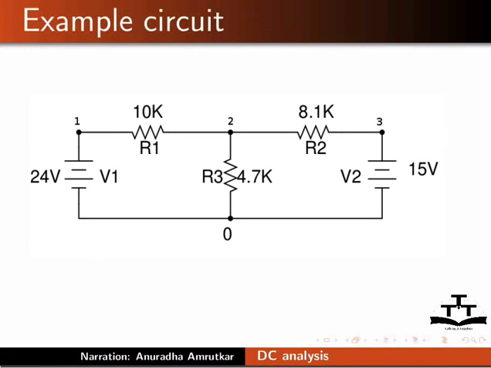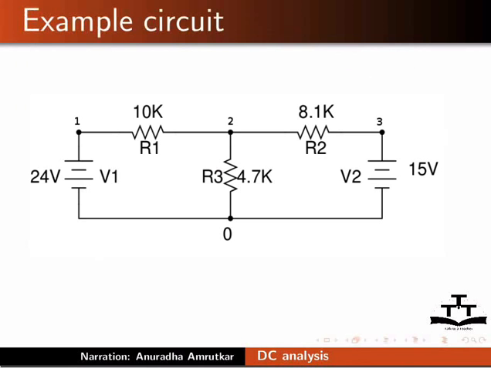We will use the example circuit shown. The circuit consists of three prominent nodes 1, 2 and 3. In addition, a fourth node called the reference or datum node must be marked as node 0. This is mandatory for any circuit.